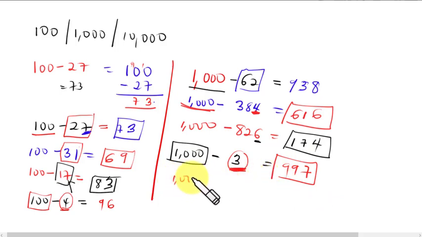Okay, like 1,000 minus 8. That is the last number. What number should I add to 8 to get 10? That is 2, but I should get 3 digits. So I just add 99, and that's all.